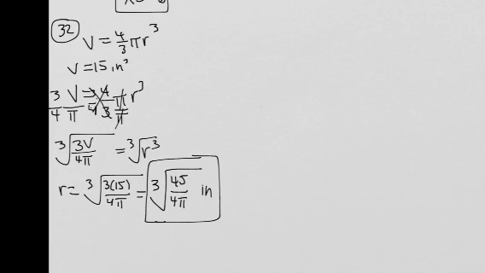But they want the decimal answer. So you've got to take your calculator, do the cube root of 45 divided by 4 pi. Now when you're inputting it into your calculator, put parentheses around the 4 pi to let the calculator know that 4 pi is in the denominator. I still don't have a calculator with me, so again, take out your calculator, punch in the numbers, and check the answer. I'll give you that answer in class tomorrow.